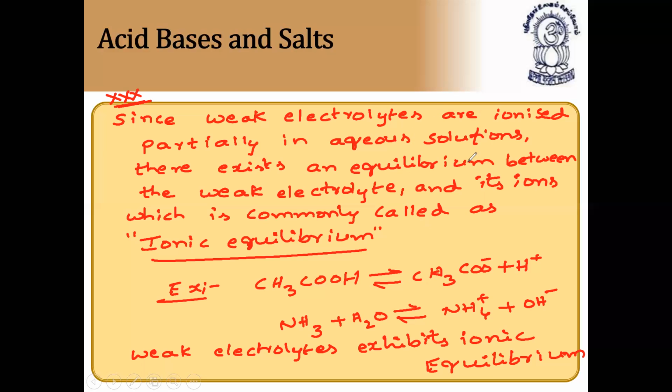For strong electrolytes, what happens? For example, if you take NaCl, it is only a one-sided reaction: Na plus and Cl minus in aqueous solution. They do conduct electricity, that's why they are called electrolytes, and they are strong electrolytes. There is no equilibrium between the ions, so this will not come under ionic equilibrium. Ionic equilibrium applies only to weak electrolytes.